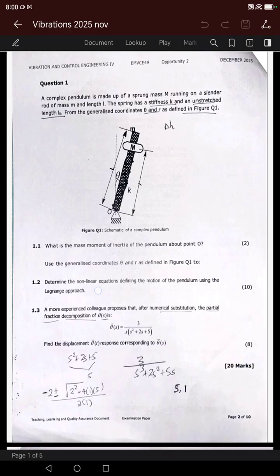We're done with this one. The Lagrange approach, L equals T minus U. We're done with it. We got the nonlinear equation. We got two nonlinear equations.